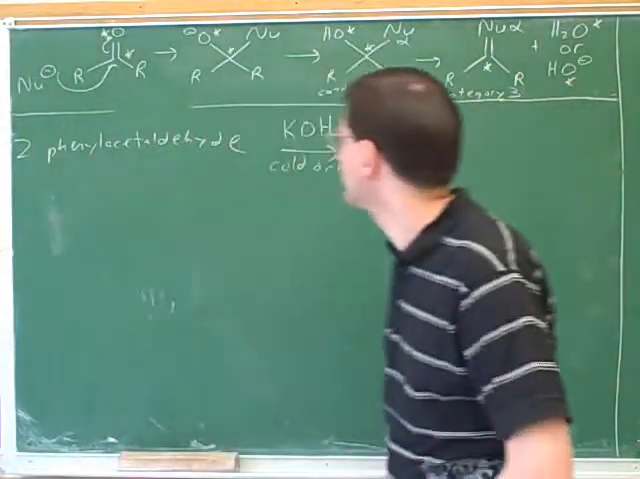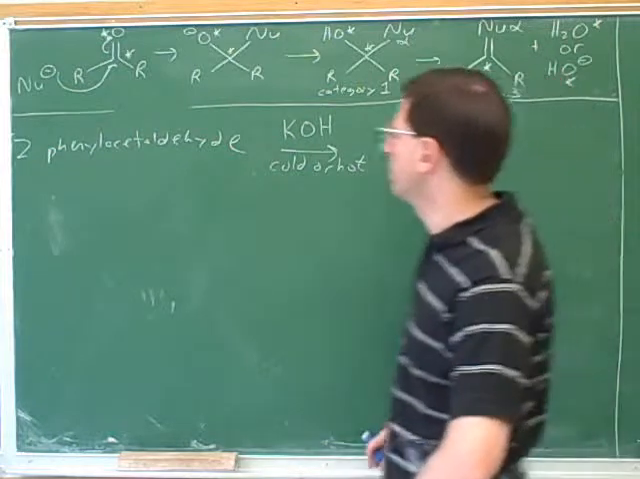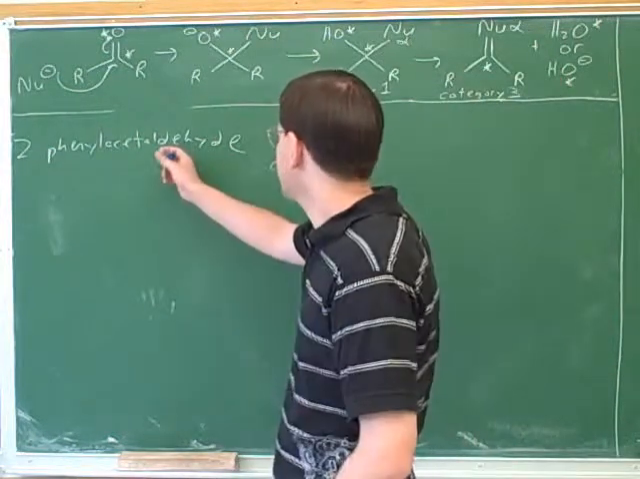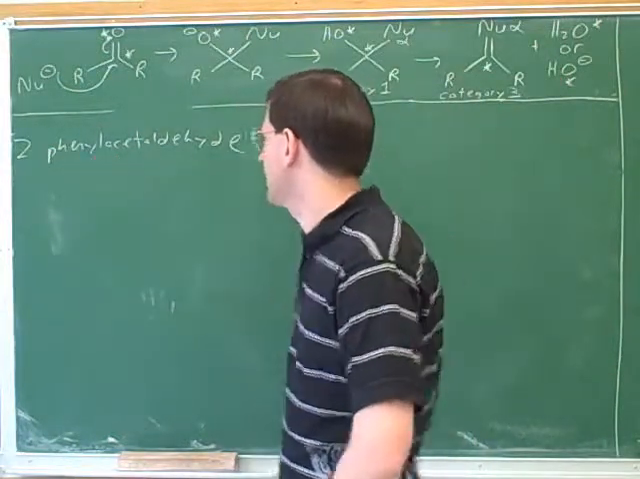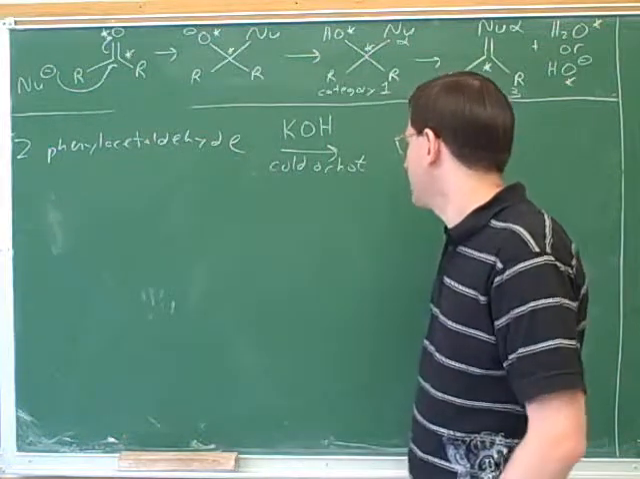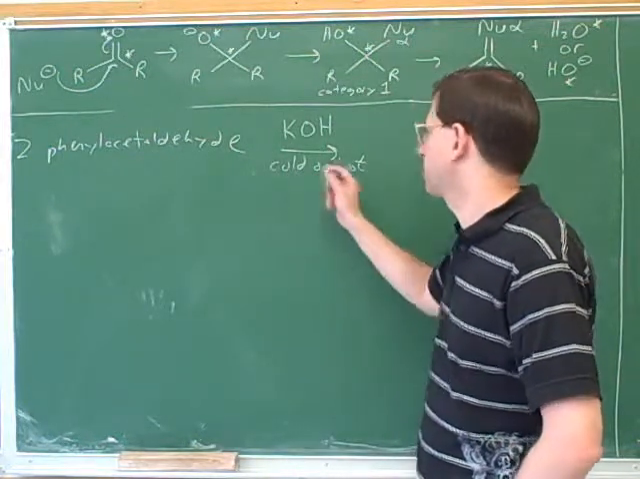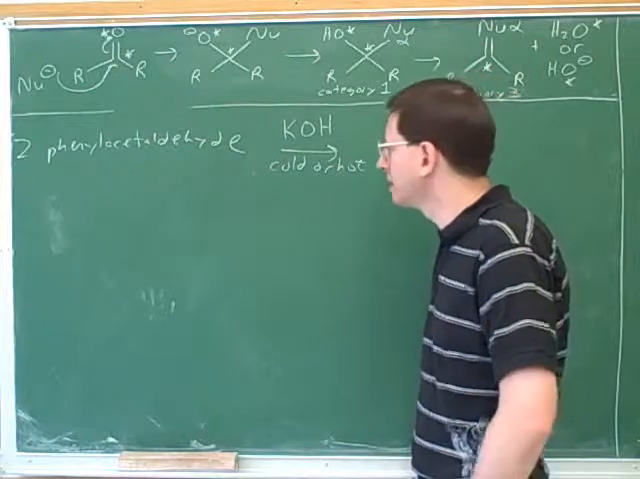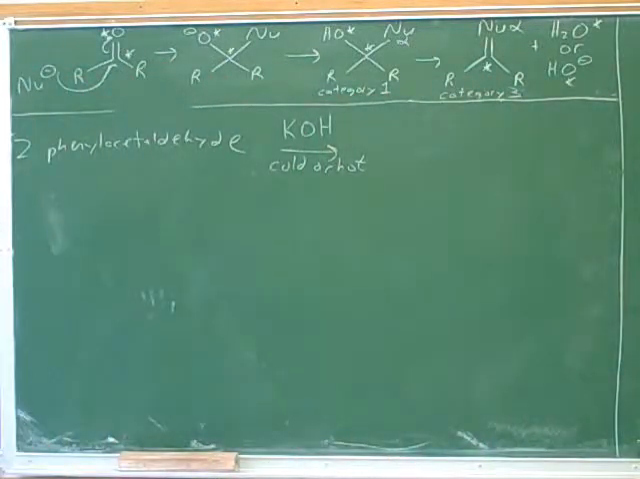Well, let's try another problem where we're trying to predict the product, but we'll go through the full mechanism here. Here are our starting materials, 2 equivalents of phenylacetaldehyde, and we'll try to show the mechanism and the products under both cold and hot conditions. So let's see if we can draw what the first step would look like.